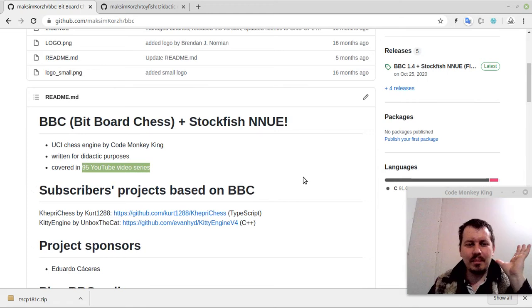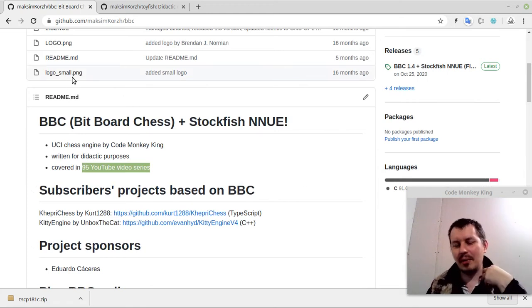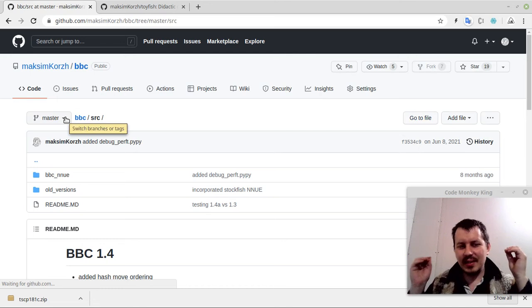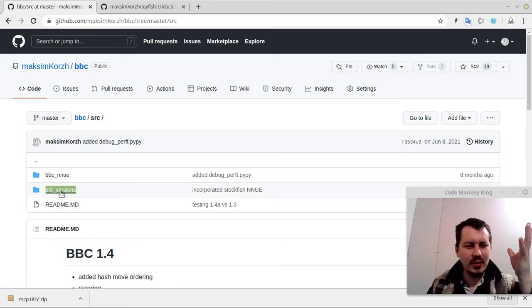And what I'm really proud of: if we go to the source code, then ta-da, we have only one file. Okay.